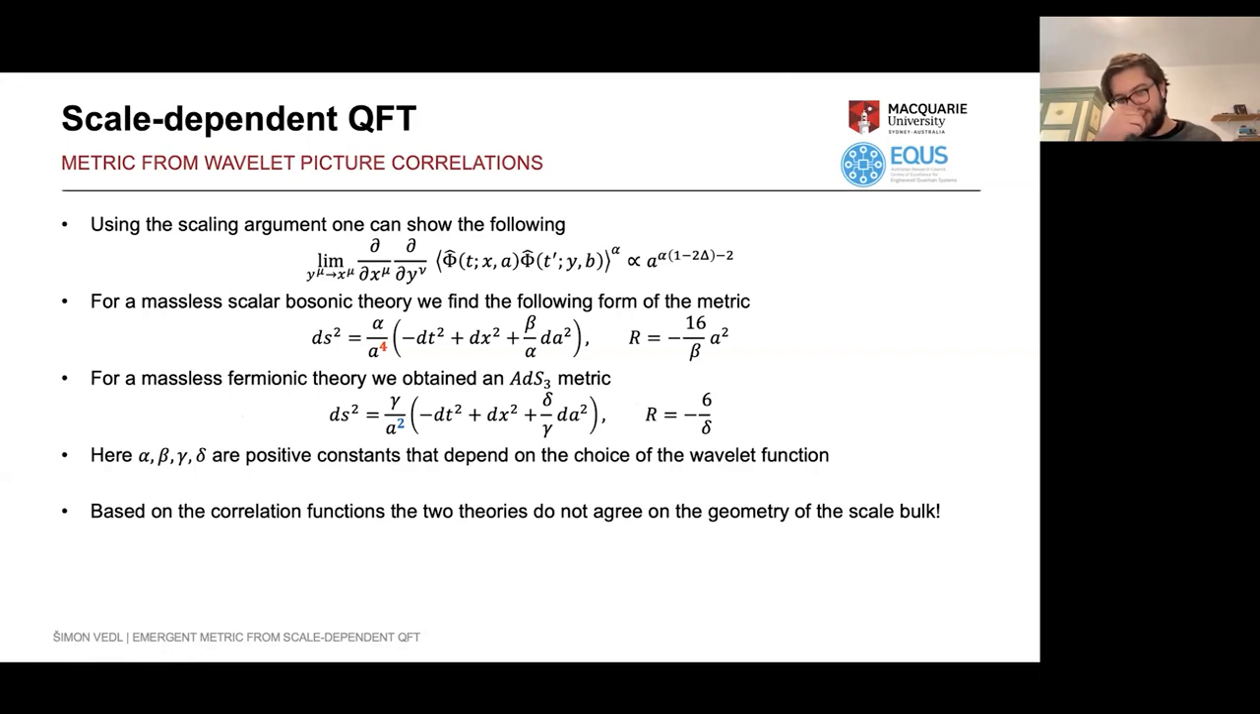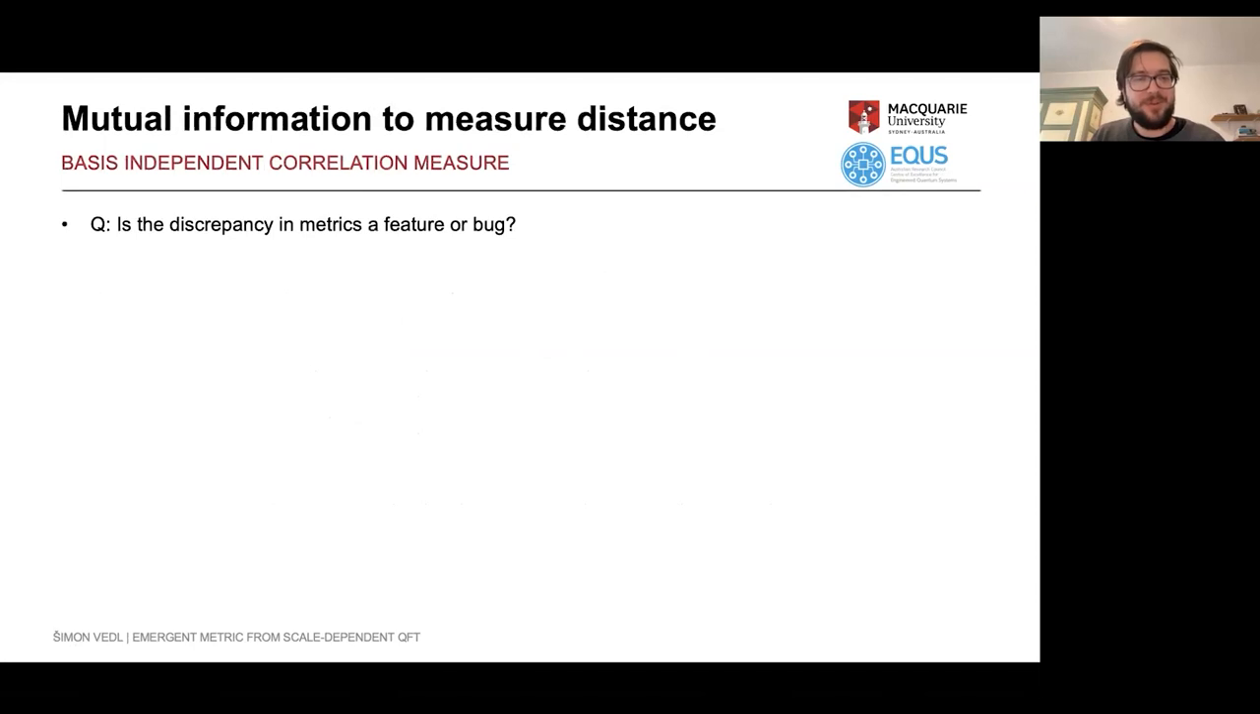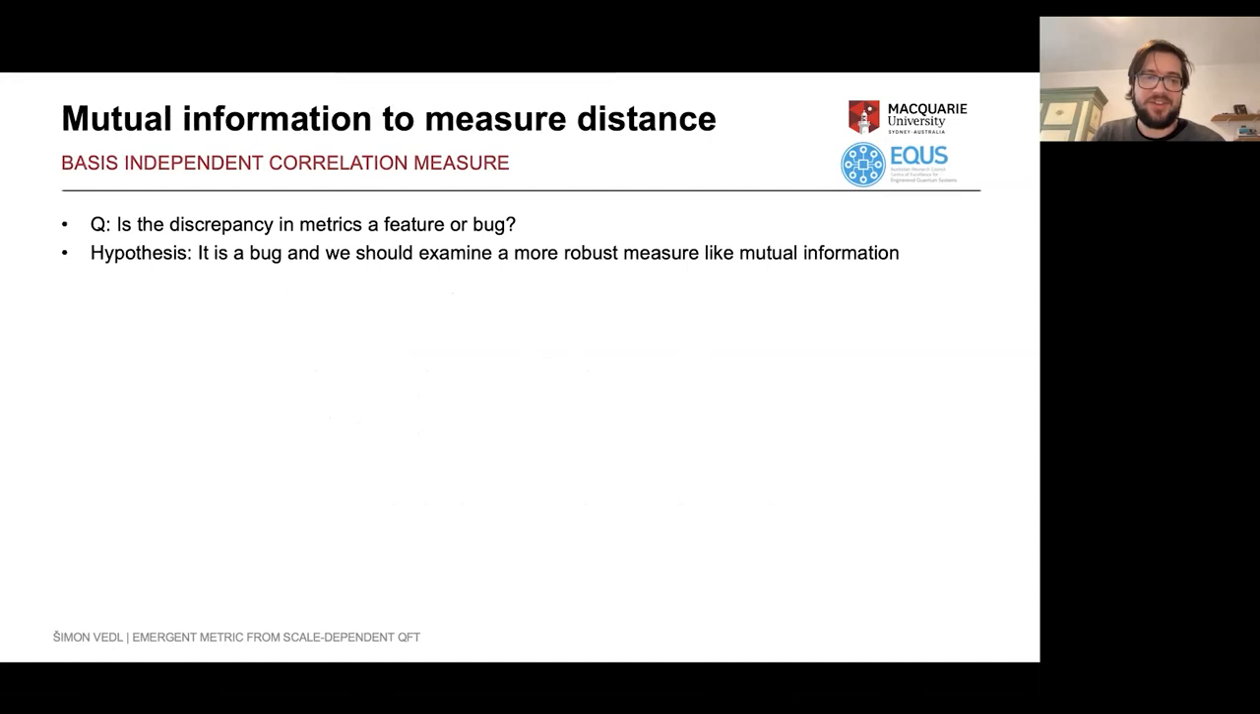So the observation was that there is something weird going on, right? Our bosons and fermions, based on the correlation functions, can't agree on the geometry of this scale bulk. So the question is still, is that a feature or a bug? And our hypothesis is that it is a bug. And maybe instead of looking at correlation functions, we should be looking at some more robust measure, like mutual information, right?